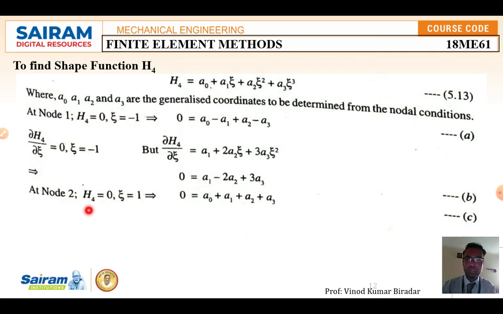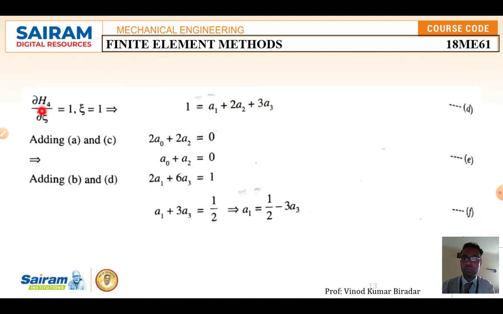Okay, at node number 4, that is zeta 4 is equal to 0, zeta is equal to 1. At node number 4, dH4 by d zeta is equal to 1, zeta is equal to 1, so you are going to get the D equation. So again add A and C and B and D. Same procedure that you followed in the first Hermite shape function. Similar procedure is there.